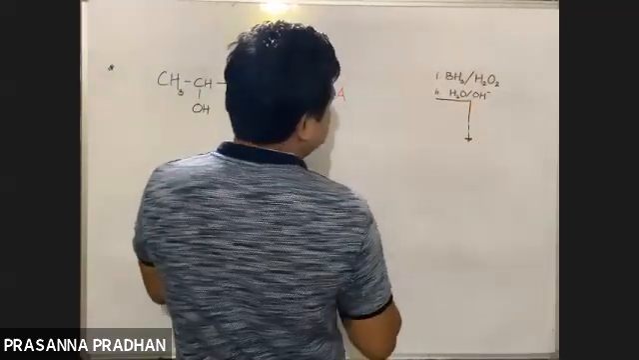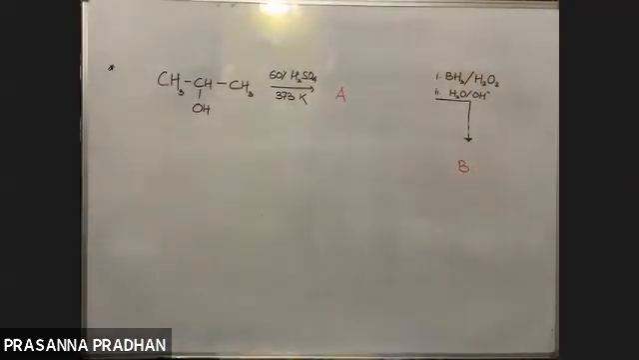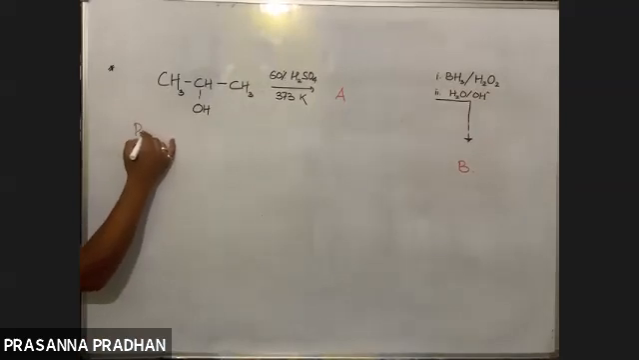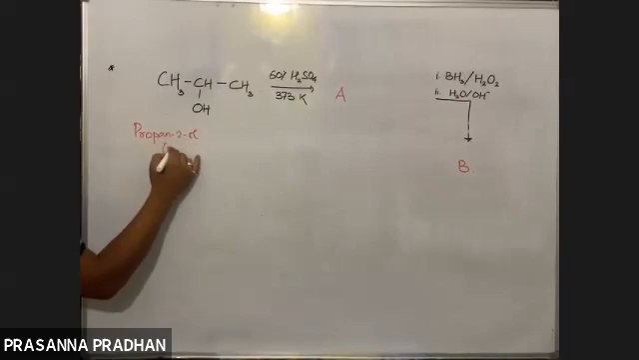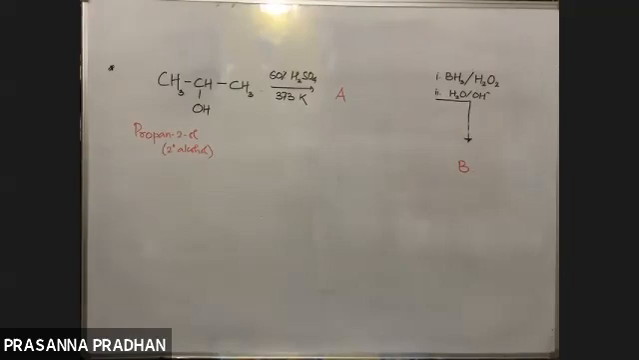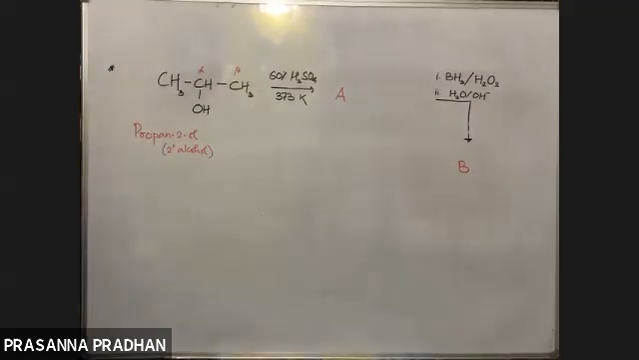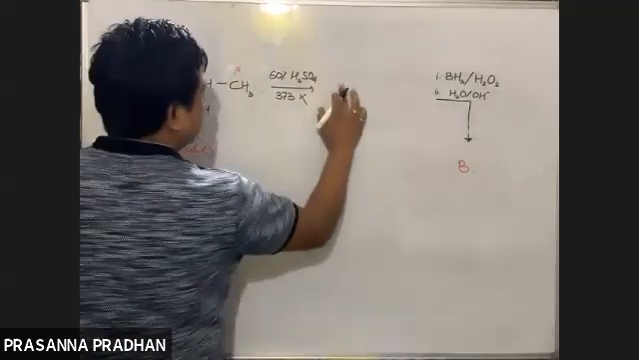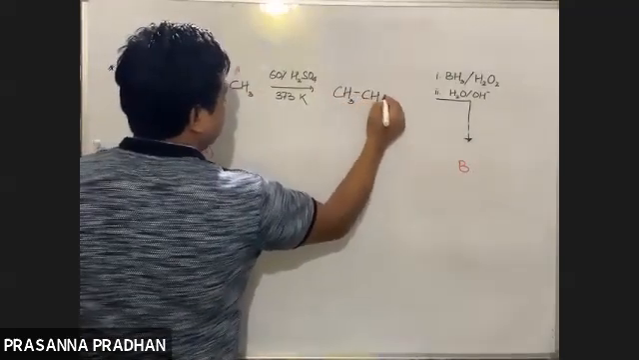Can you just complete this conversion? So this propanol, it's a 2 degree alcohol. A is propene. From the alpha carbon, OH will be lost. From either of the beta carbon, H will be lost. In between these two, a double bond will come. CH3, CH, double bond CH2.